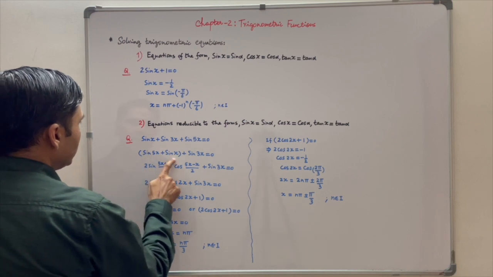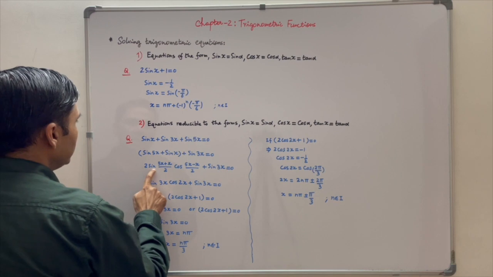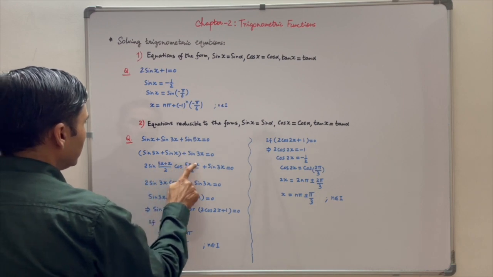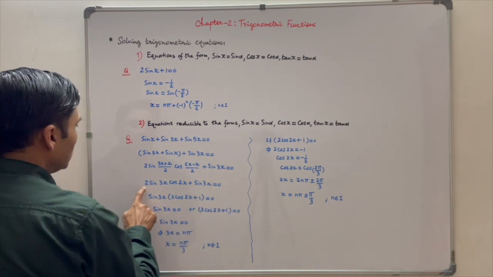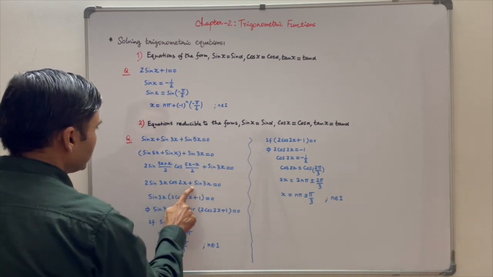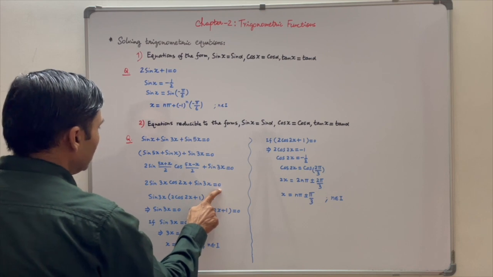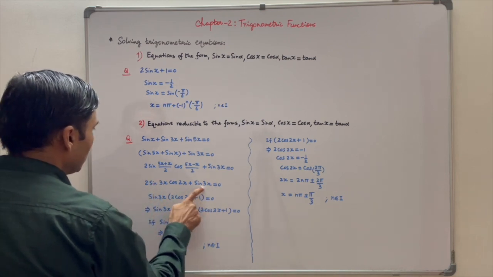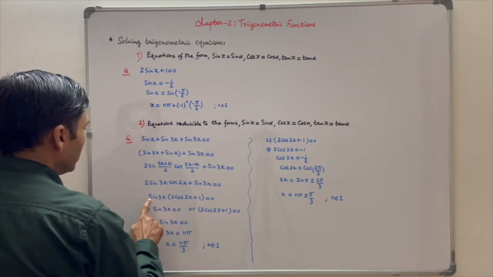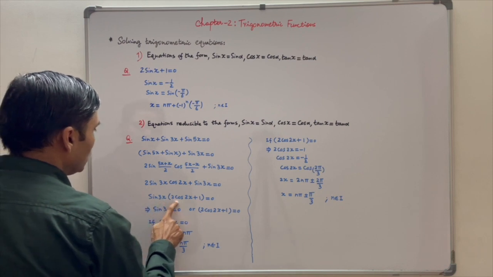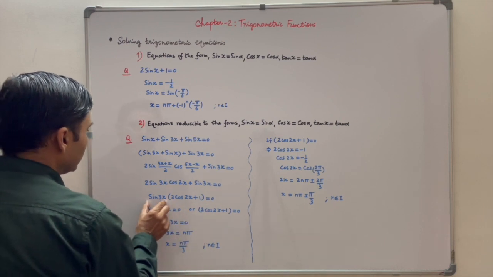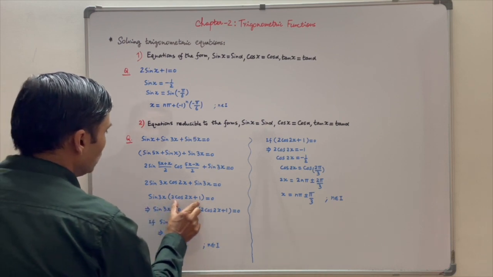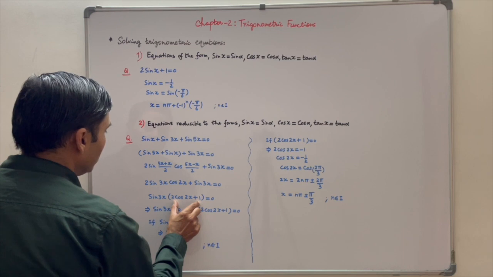Now we can expand this as sin c plus sin d, and that is equal to 2 sin (c plus d) by 2 cos (c minus d) by 2, plus sin 3x is equal to 0. This becomes 2 sin 3x cos 2x plus sin 3x is equal to 0. Now we can take sin 3x common in these two terms. So it becomes sin 3x in bracket (2 cos 2x plus 1) is equal to 0. That means either sin 3x is equal to 0 or 2 cos 2x plus 1 is equal to 0.